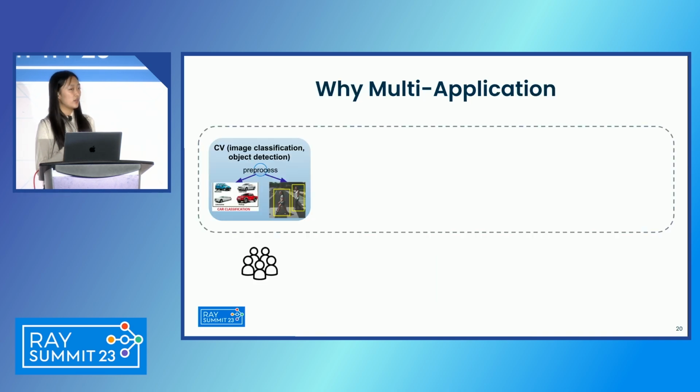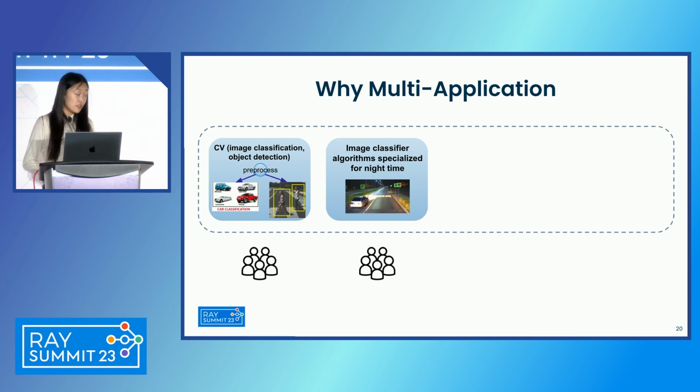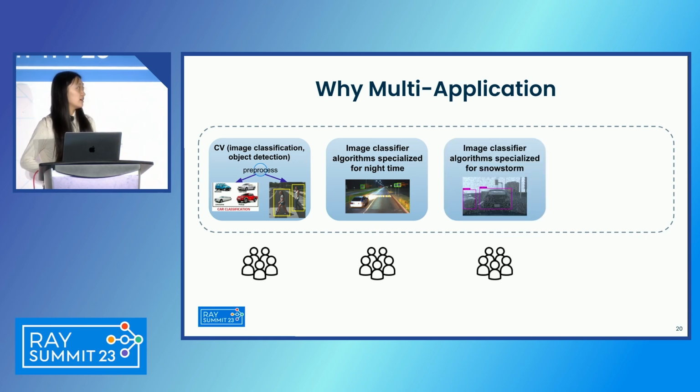So like we mentioned, one application with model composition doesn't work for all use cases. Suppose you have an ML team working on computer vision models for autonomous driving. But maybe these models don't work well during the nighttime. So you have another team working on algorithms specialized for nighttime. And ideally, these would live on the same cluster so that the vehicle can just switch over to these specialized algorithms at nighttime. You might have another team working on algorithms for snowstorms or rainstorms.